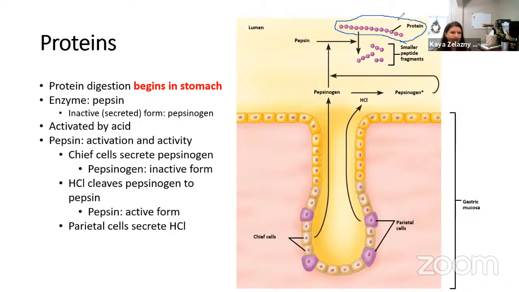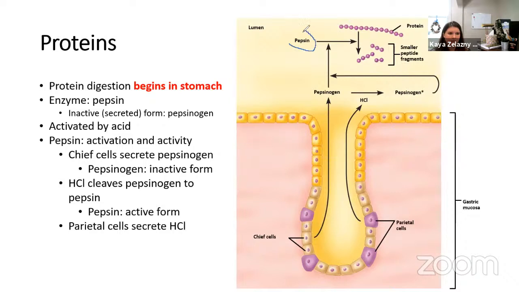So pepsin is secreted by our cells in its inactive form, right? So here we have our chief cell secreting pepsinogen. So pepsinogen is getting secreted into the stomach, where it's going to be activated by the acidic environment of the stomach. So it's going to be activated by the hydrogen ions, essentially coming from the parietal cells. So they're going to act on pepsinogen. Okay. So this creates our active pepsin.